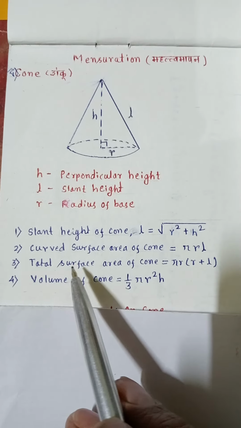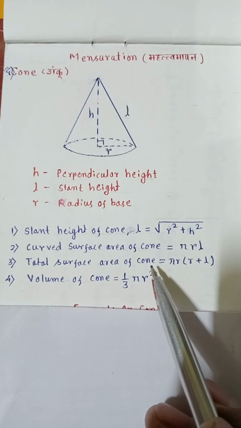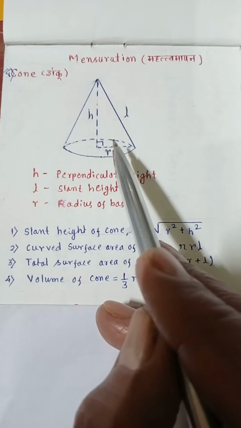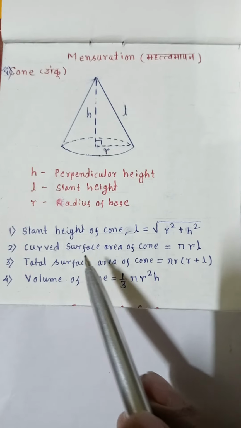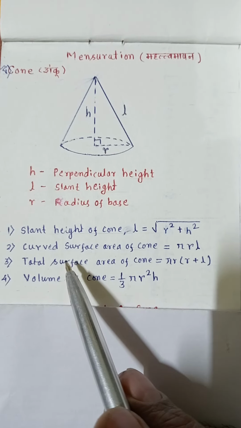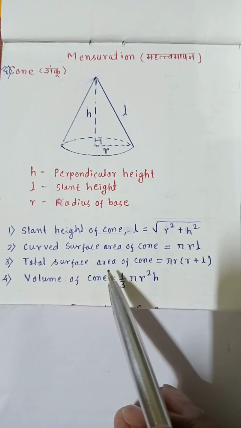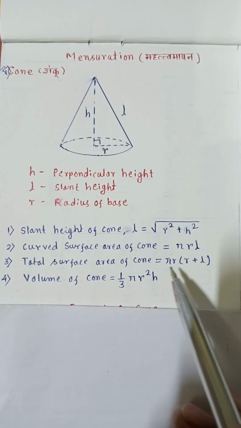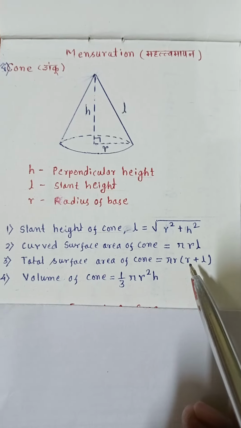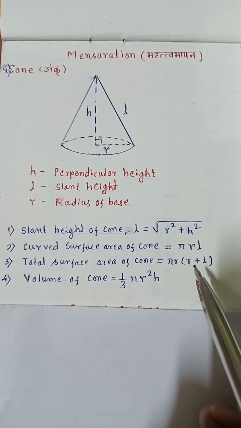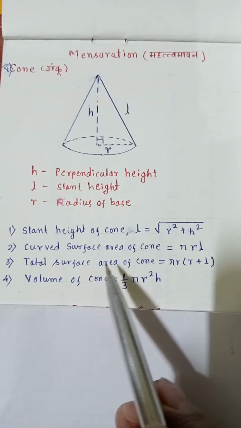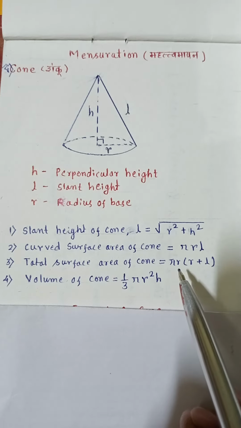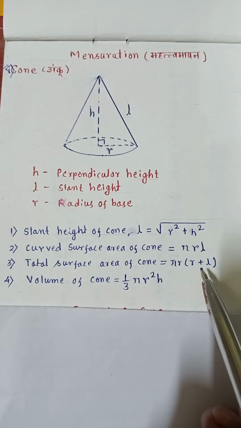Third, total surface area of cone. Total surface area, that is curved surface area plus area of base. Total surface area of cone is equal to pi R into bracket R plus L.